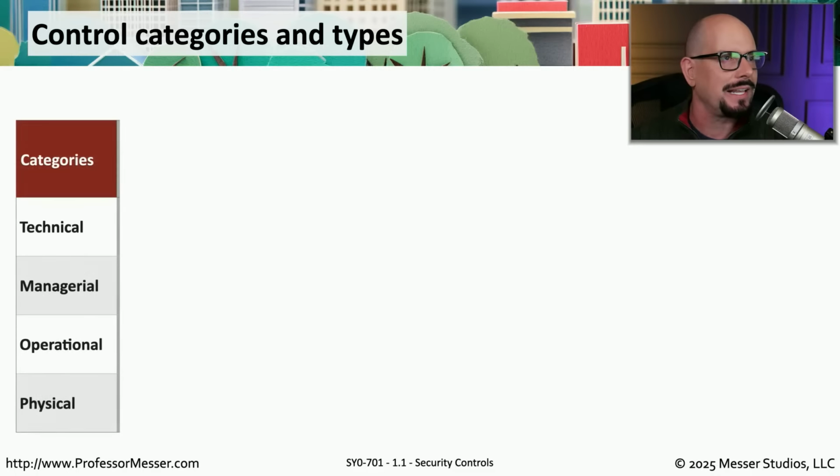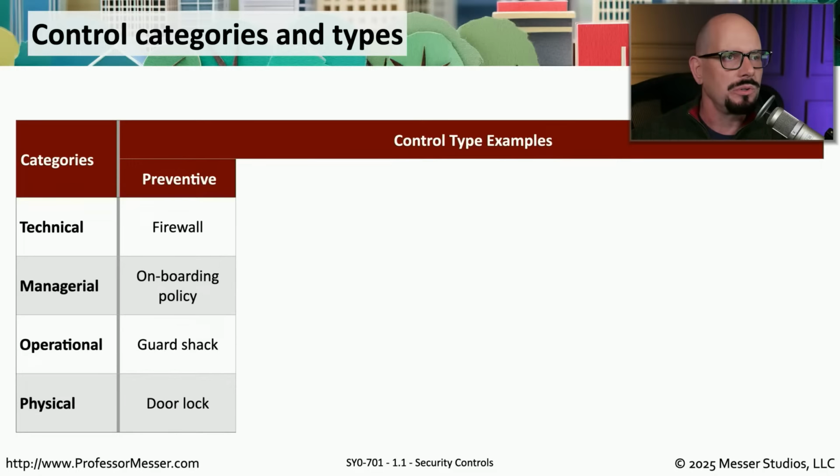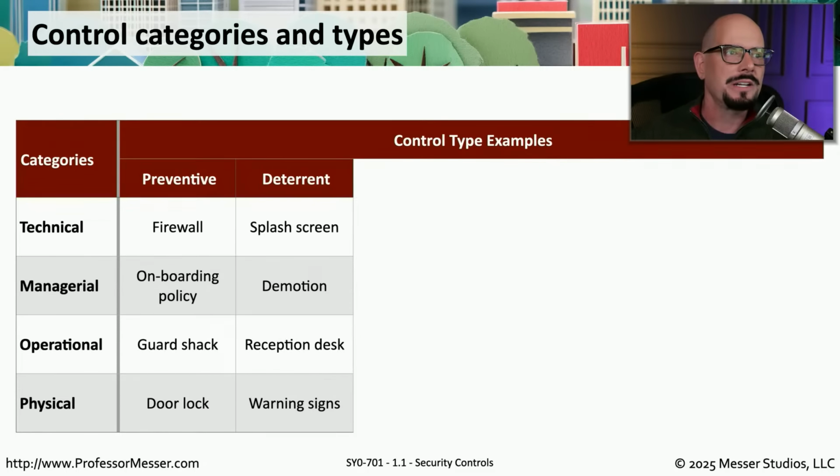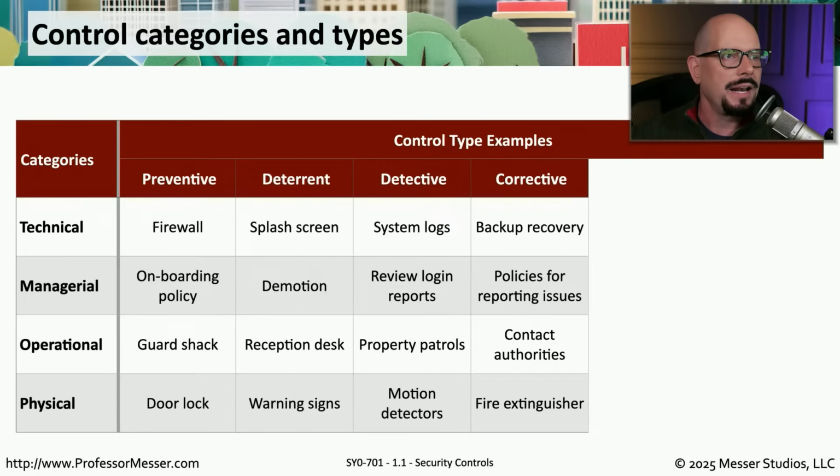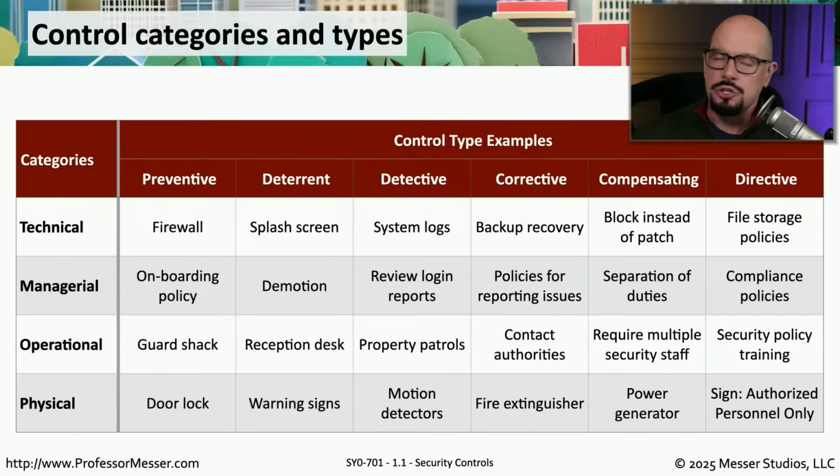Now, this question specifically asked about an operational deterrent. If we look at these control type examples, there's a lot of different control types that we have listed. But operational deterrents usually involve people. It's usually where we are working through what people are doing. If you want to prevent this type of attack, a guard shack has people inside, and that would certainly help prevent what's going on. Then we have things like property patrols for detective control types. We have contacting authorities if we happen to find someone who broke in.